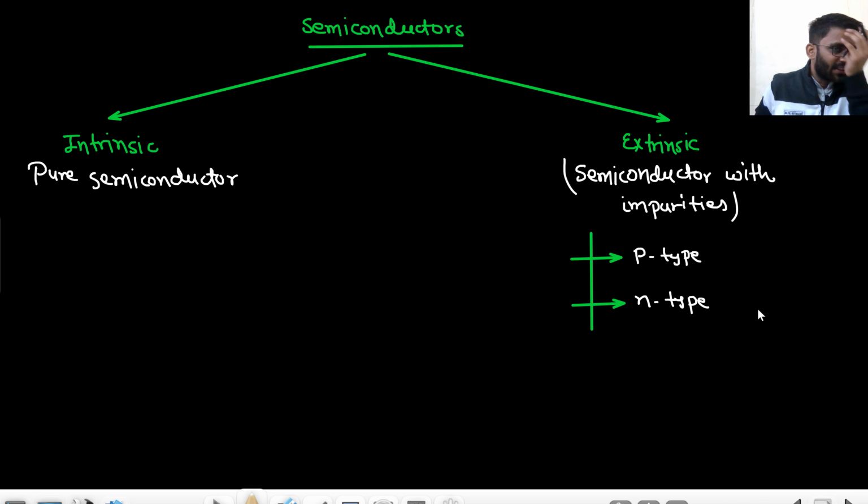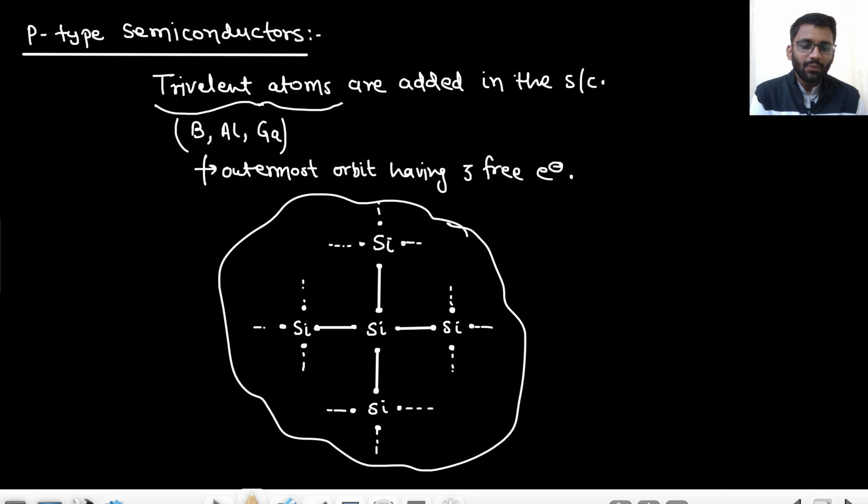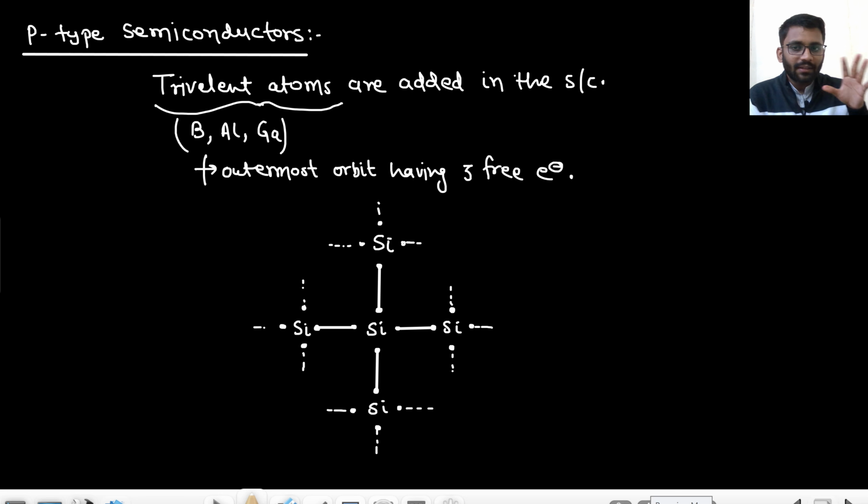There are two types of extrinsic semiconductors, p-type and n-type. When we introduce some impurity in the semiconductor, it can be of two types, p-type and n-type. What kind of impurity, what is impurity, that we will see. So what is a p-type semiconductor? We had this silicon crystal. Now what we do is introduce a trivalent atom.